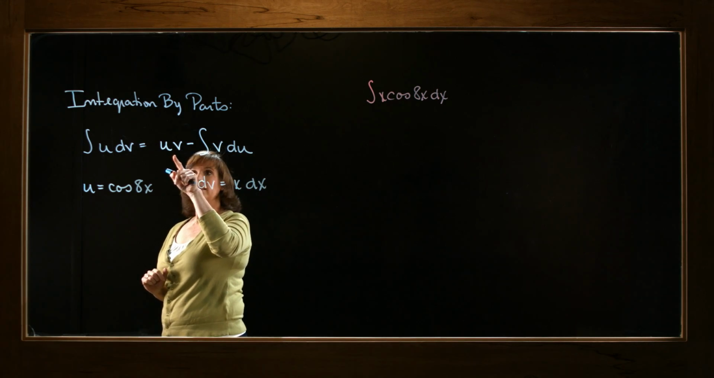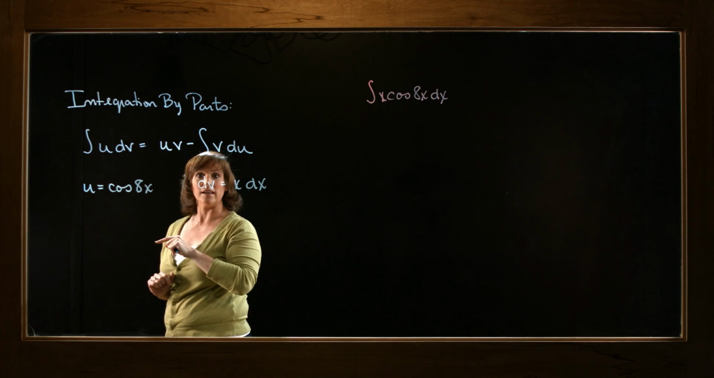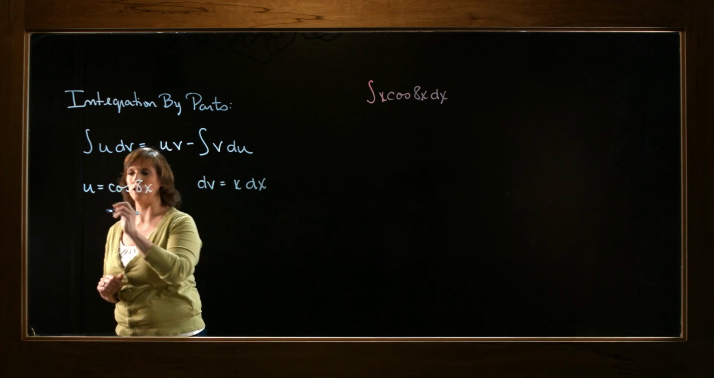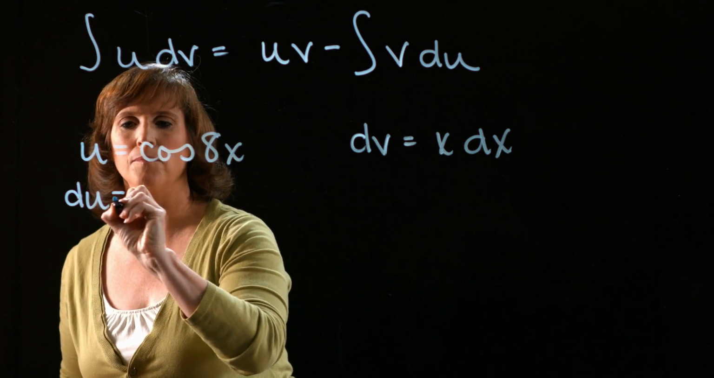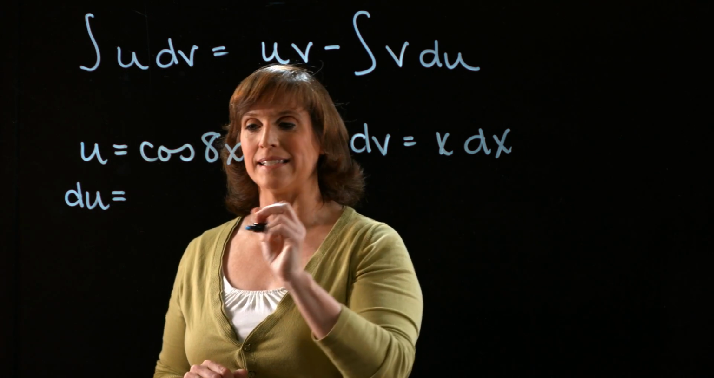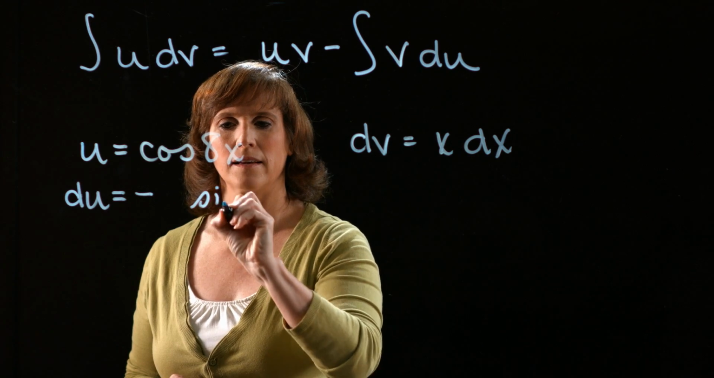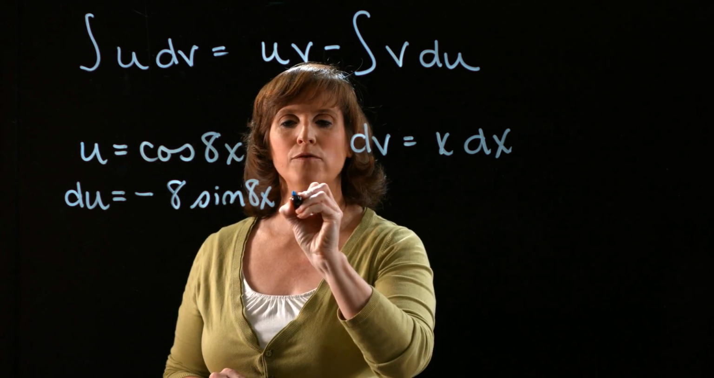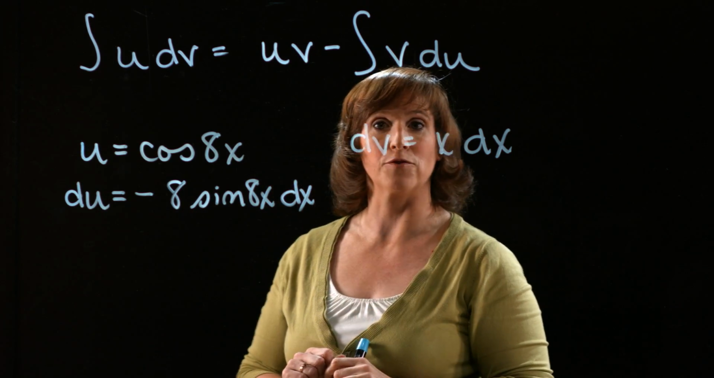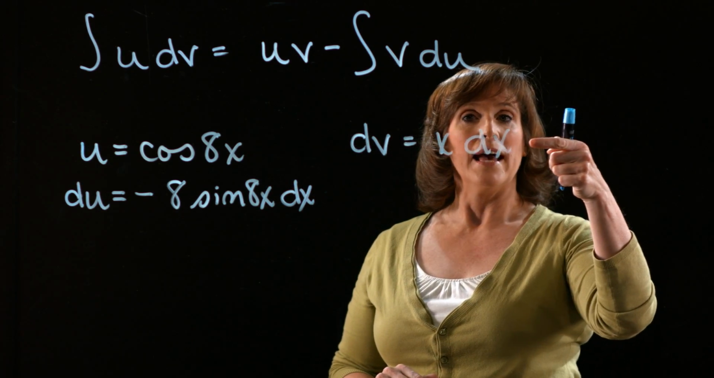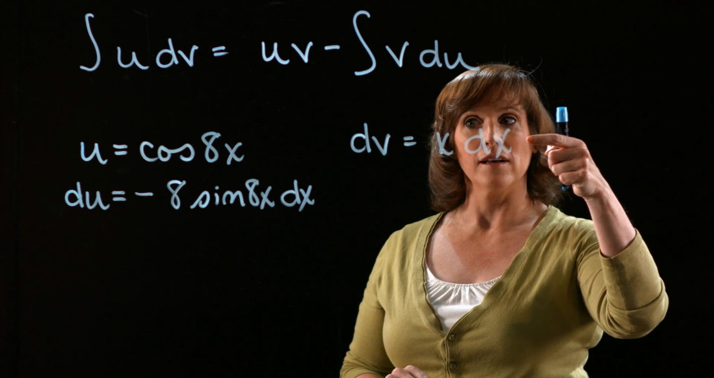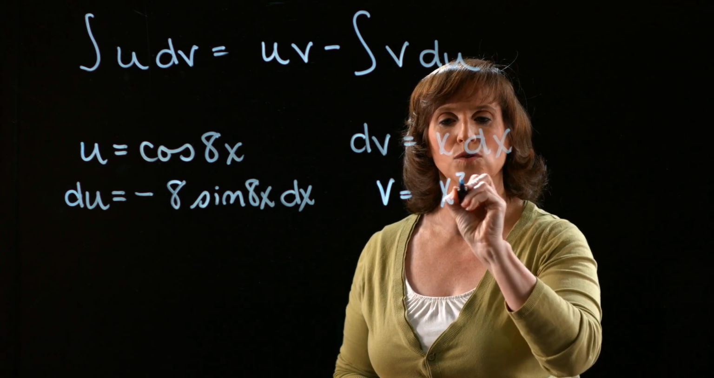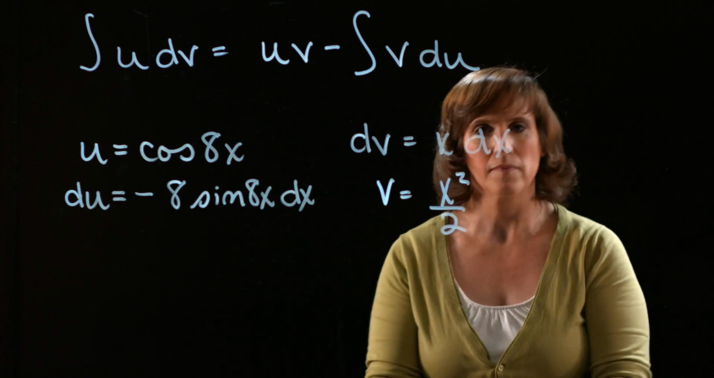I'm going to need a du and a v to complete integration by parts. So I can get the du by differentiating my u. So the derivative here is going to be minus the sine of 8x. And then by the chain rule, I have to multiply by 8. And of course, I have a dx because I found the differential. In order to get v, I'm going to take the integral of x dx. So the integral of x dx is going to be x squared divided by 2.